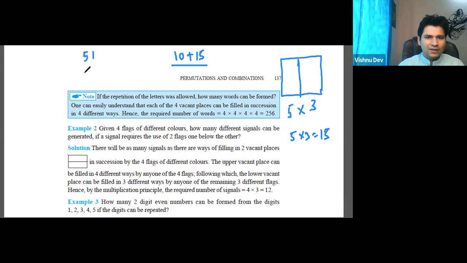Or else 5 into 5 is equal to 25. Right. The total number is 5 factorial, sir. Why can we not use 5P3, 5P2? Because, sir, repetition is allowed.